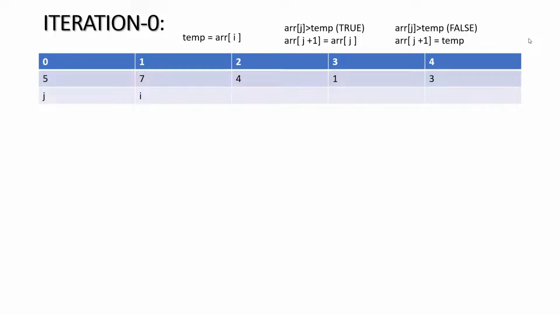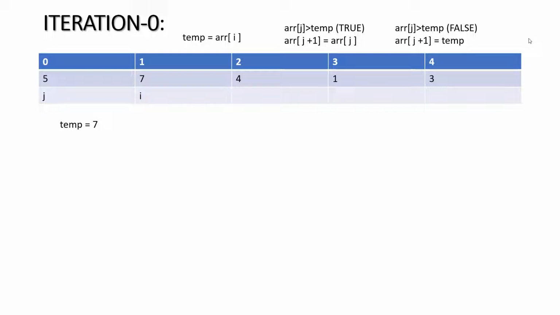Now let us see how it will work. Now I initialized i with 1. That means I have to copy the element at first index to temp. Now temp is equal to 7. Then I will initialize j with i minus 1, that is at index 0. Now let us check whether the element at index j is greater than temp or not. Now here 5 is greater than 7.